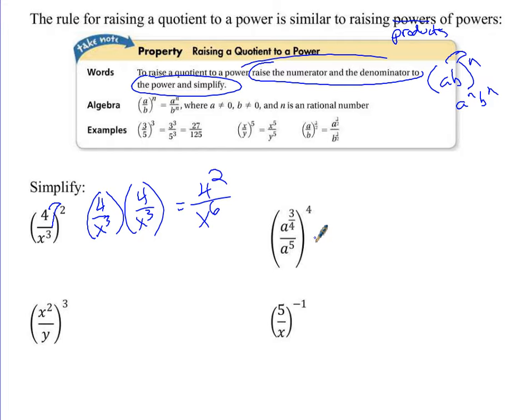Yeah, do the power to the power in the top and the bottom. So in the top, we get a to the what? 3/4 times 4 is 3, divided by a to the, I really can't hear the whispers. 20th, thank you. Okay, are we done?